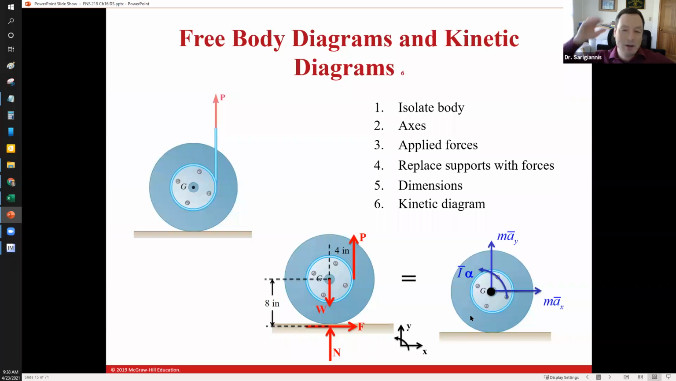And then from here, you can start setting your forces equal to MA. You take your X forces, set them equal to MAX, your Y forces, set them equal to MAY, and then your moments. So look at the sum of the moments about G. We're going to have a force P at a distance of 4 inches, and a force of friction at a distance of 8 inches. Notice the weight doesn't do anything for the mass moment of inertia term. It's at 0.